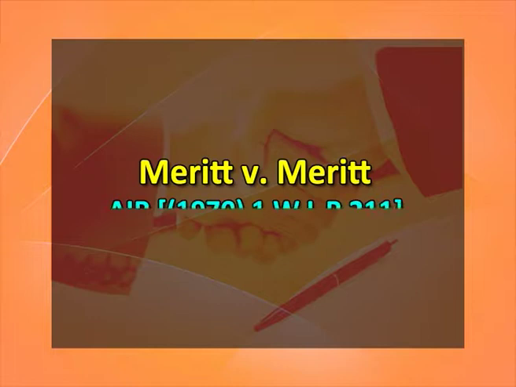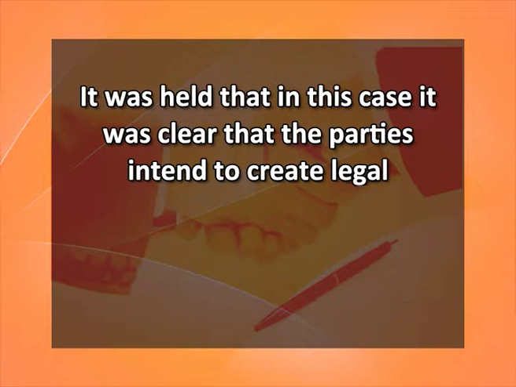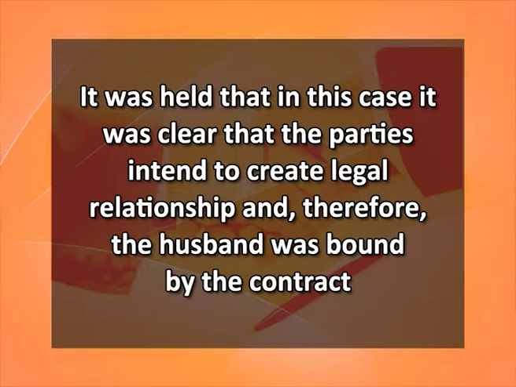Similarly, in Merritt versus Merritt, AIR 1970, the husband and wife were the joint owners of a house, which was the subject matter of a mortgage to a building society. The husband left the matrimonial home to live with another woman. At that time, at the instance of the wife, the husband signed a note saying that the wife will pay all the outstanding amount in respect of the house, and in return, the husband will transfer the property into her sole ownership. It was held that in this case it was clear that the parties intended to create a legal relationship, and therefore the husband was bound by the contract.